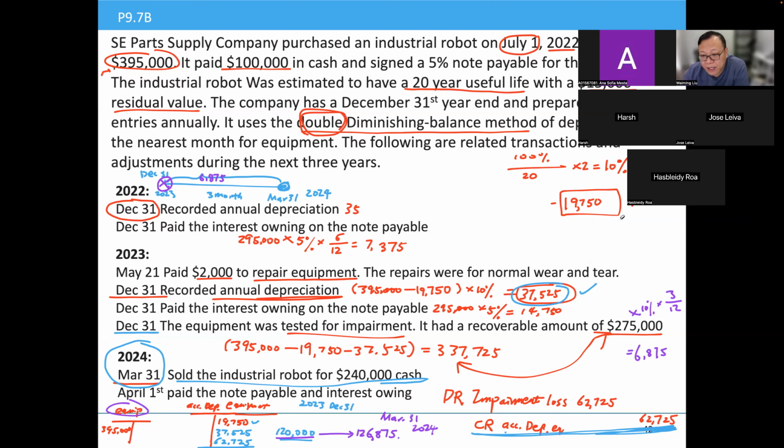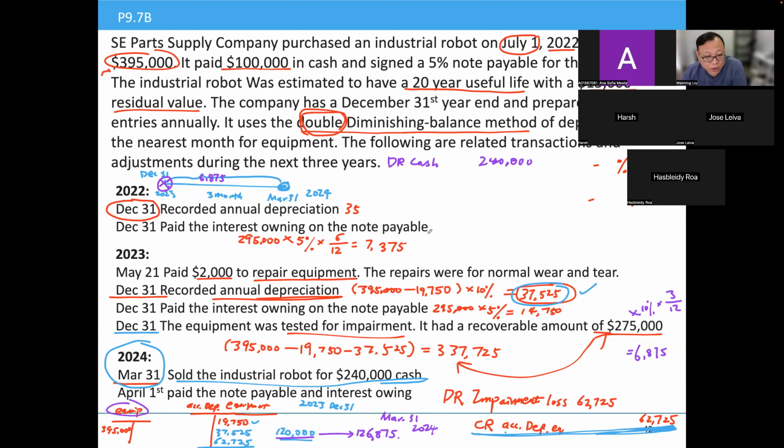Now I'm going to figure out if I have a gain, loss, or break even. The question is, they sold it for $240,000 in cash. So what's my journal entry for cash? Do I debit or credit? Debit cash for 240,000. This is on March 31st, 2024.